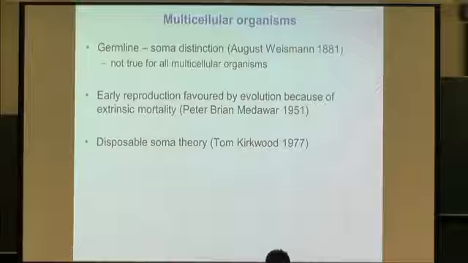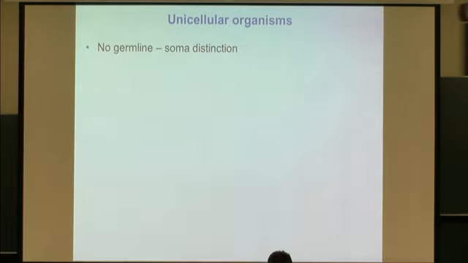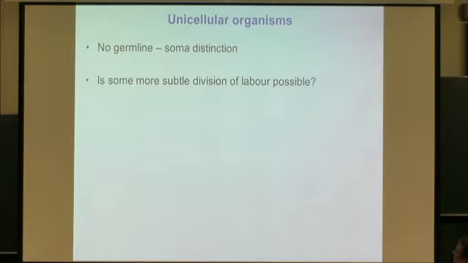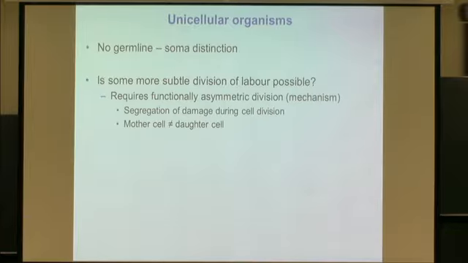And these ideas have culminated in the current theory explaining the evolution of aging, the disposable soma theory by Tom Kirkwood. Now with unicellular organisms, which is what we were looking at, this distinction doesn't really exist between soma and germline, or maybe there's some more subtle division of labor possible even in unicellular organisms if they divide asymmetrically.